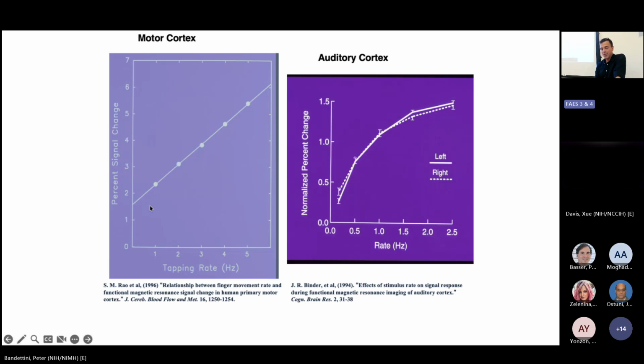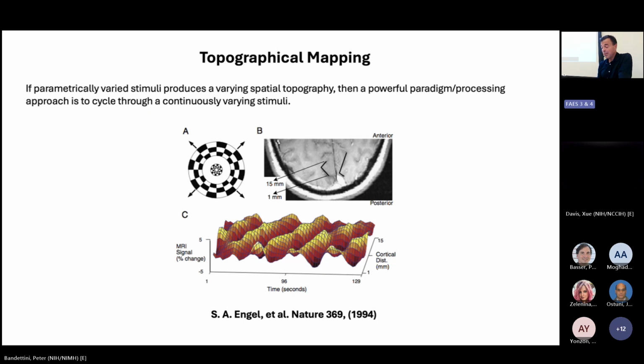And there were parametric studies too. This is some work by the Medical College of Wisconsin. Steve Rao was doing motor cortex tapping at different rates, which looks like a very, very straight line. It looks like he actually just made up this data, but I don't think he did, even though there are no error bars. But oh well, that's how things were back then. And this is also a different study with auditory cortex with syllable rate. It seemed to show a monotonic response characteristic.